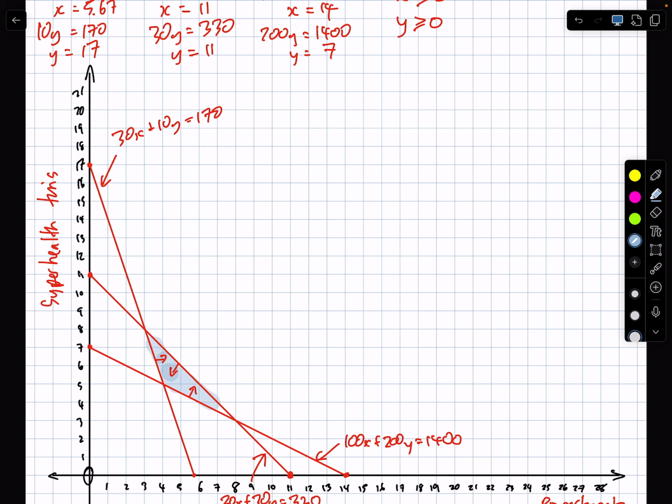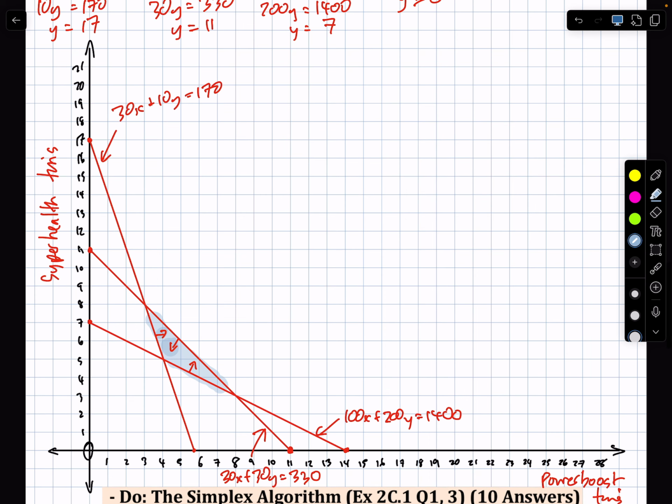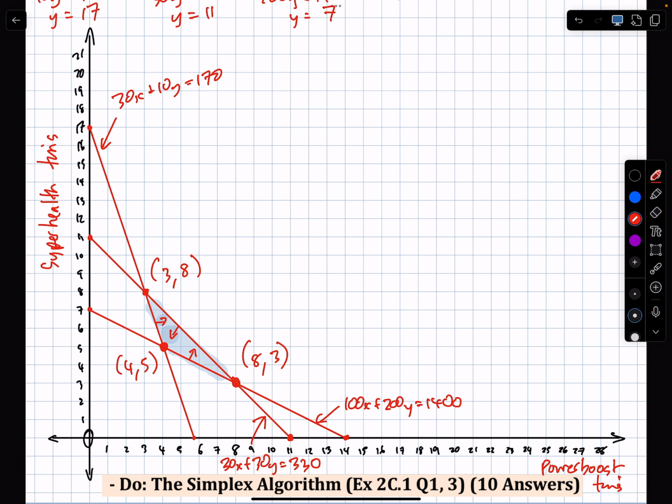There. But according to the algorithm, I don't need to check all of the dots inside. I just need to check the corners. There's only 3 corners in a triangle, yeah? So this is 3, 8. This one is 4, 5. And this corner is 8, 3. Make sure you label that. That's the labeling done, okay? Again, this is still no different to the exercises that I've asked you to do up to today. The difference comes now, okay?